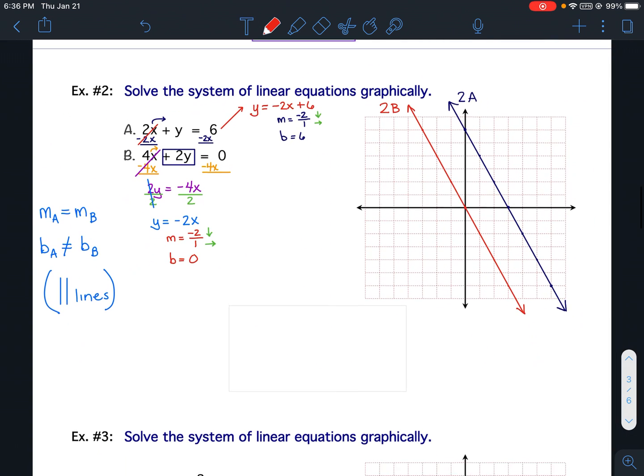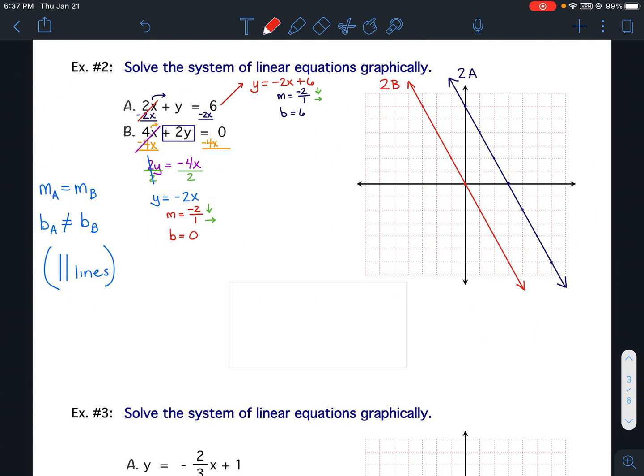So if you have parallel lines, do they ever touch? Do they ever intersect? Do they ever share a point? No. And because they never share a point, they don't have any common ordered pairs. So in other words, this problem is a no solution.